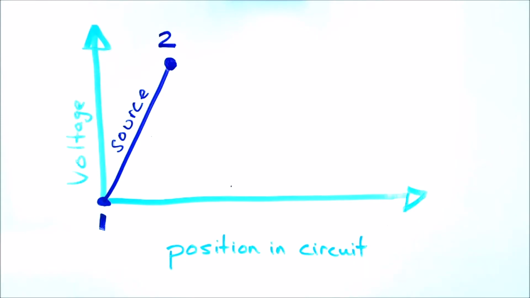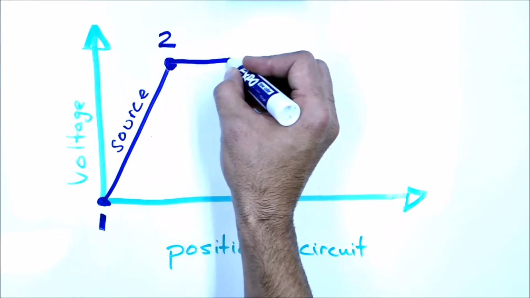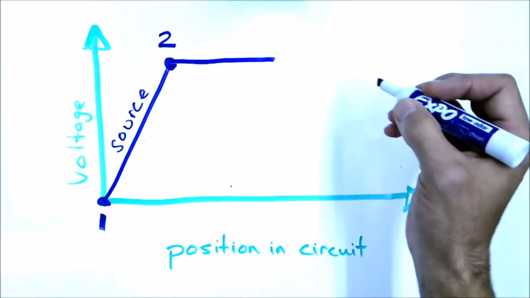Next, they travel along the wire. As they move through the wire, we observed that the voltage measurement was 0. So there's no change in energy for this group of electrons. The energy value remains the same.